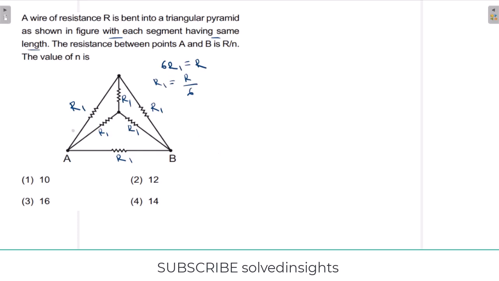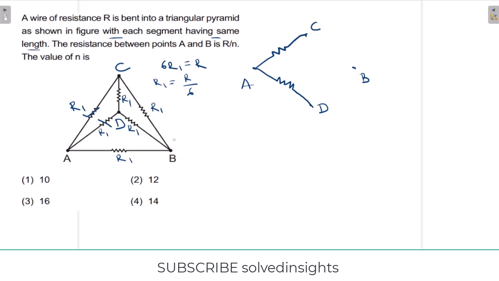Now let's rearrange this circuit. Let's say this point is C and this point is D. We have to find the equivalent resistance between the points A and B. So let's assume this is point A and this is point B, and this is C and this is D. Now connect the dots: between A and C there is a resistance R1, and between A and D there is also a resistance R1.